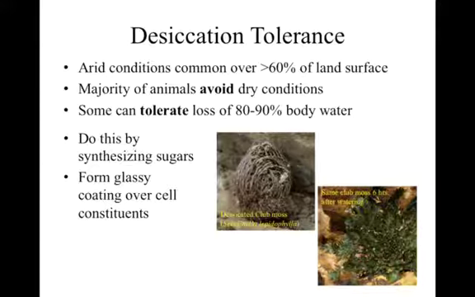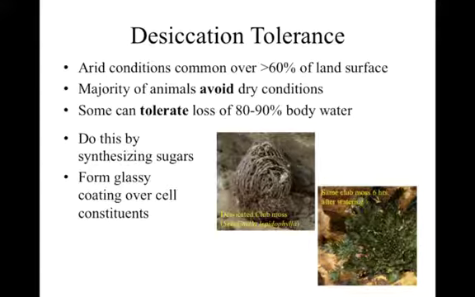All right. So different organisms tolerate different amounts of water loss. Different organisms have different resistances to water loss. And that's not super surprising because most of the Earth is pretty dry. So arid conditions are common over more than 60% of land surface. And so most organisms do face dry conditions, and a lot of them just try to avoid it. They might sporulate, they might leave, they might not live there in the first place.